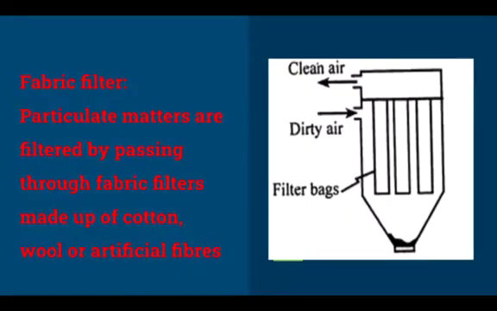Now next is fabric filter. Here in fabric filter, particulate matter is filtered by passing through fabric filters. The dirty air is passed into this chamber. It consists of filter bags. These filter bags may be made of cotton, wool or artificial fibers. When the dirty air is passed into this chamber, the particulate matter will get stuck onto these fabric filters and the air that comes out will be the clean air. And from the fabric filter, the dust can be removed mechanically.